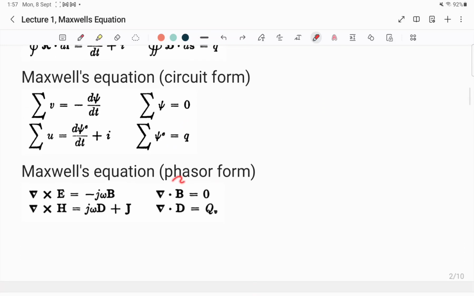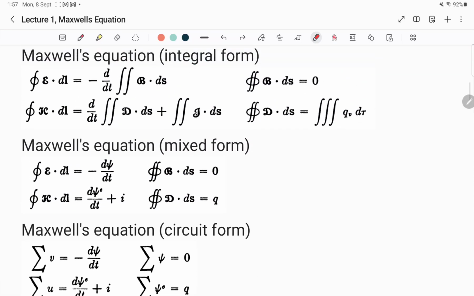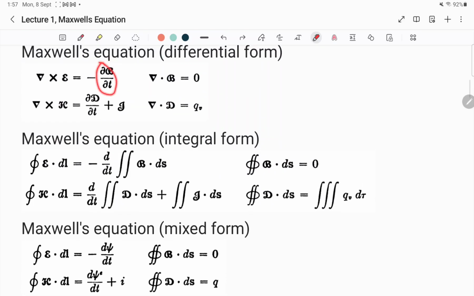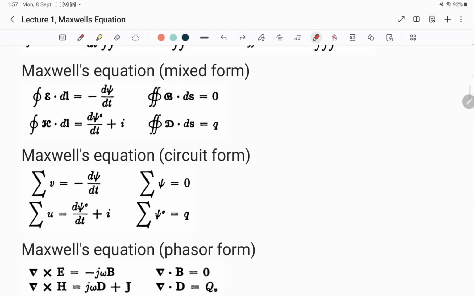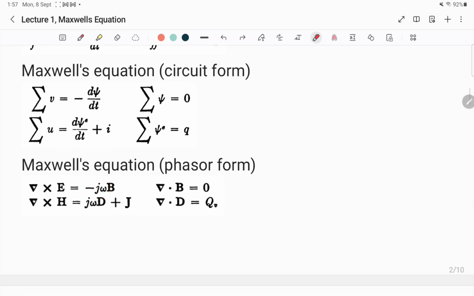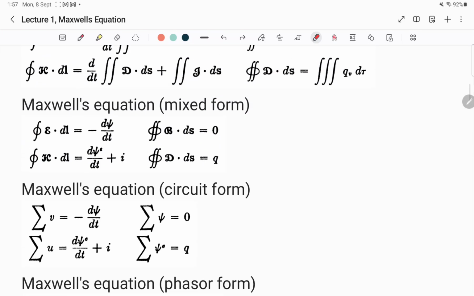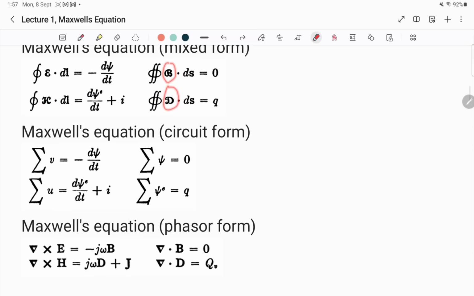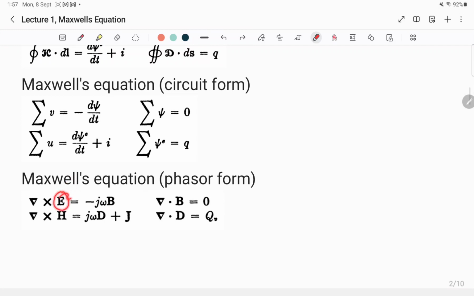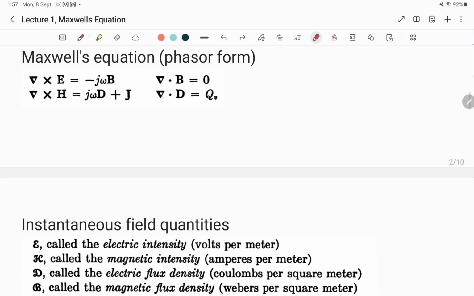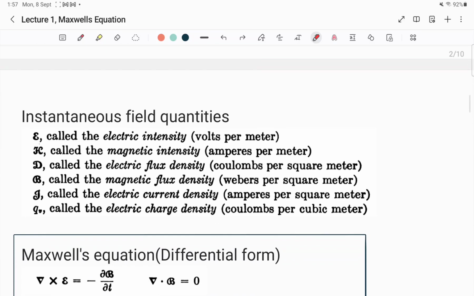Now finally Maxwell's equation in Phasor form, where we substitute the differential operator, the time derivative, with j omega, and the scripted fields which represent instantaneous field quantities, that is E, H, B and D, have been replaced with the Roman letters E, H, B and D. Okay, so let's start. So, instantaneous field quantities.